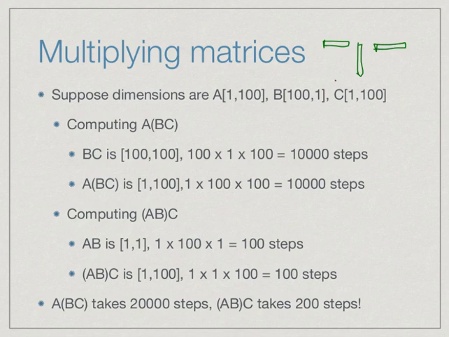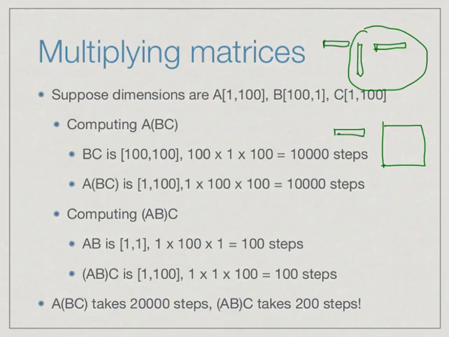Now when I multiply B times C, I get 100 into 1 into 100, so we'll get an output which is a 100 by 100 matrix. That has 10,000 entries, so it's going to take us 10,000 steps. Now when I multiply A by this, I'm going to get 1 into 100 into 100. That's another 10,000 steps. So if I do A after I do BC, then I do 10,000 plus 10,000, so 20,000 steps.